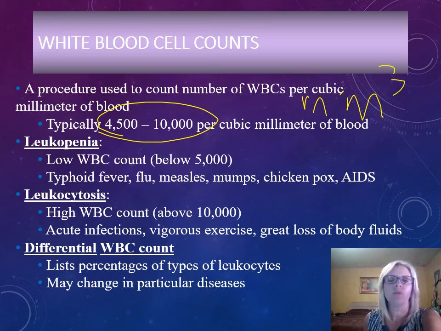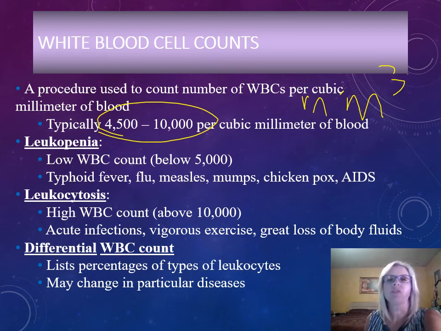So if you have leukopenia, this is a leuko meaning white. Penia is an abnormal low condition. So that would be a low white blood cell count, below the 4,500 mark, really. You will see this with conditions like typhoid fever, flu, measles, chickenpox, and even AIDS.